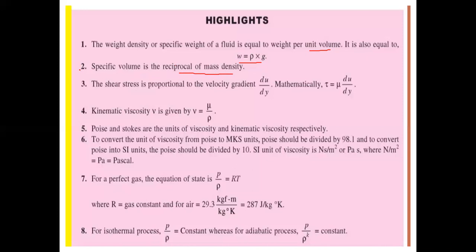Okay. Next. The shear stress is proportional to the velocity gradient, that is du by dy. Therefore, mathematically we can write shear stress tau is equal to mu into du by dy. That is the shear stress formula. Shear stress is proportional to the velocity gradient, that is tau is equal to mu into du by dy.